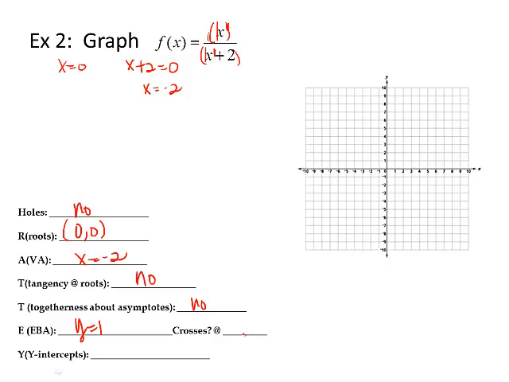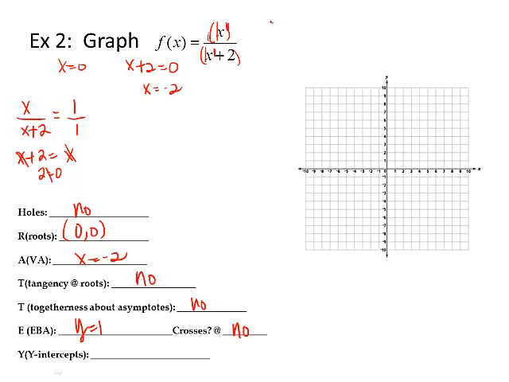Now I need to stop and decide, does it cross? Well, work it out. x over x plus 2, set it equal to my end behavior, which is a 1. Cross multiply, I get x plus 2 equals x. But if I have an x on both sides, they cancel out, and I have a 2 equals 0, but that's not true, so we know it does not cross.